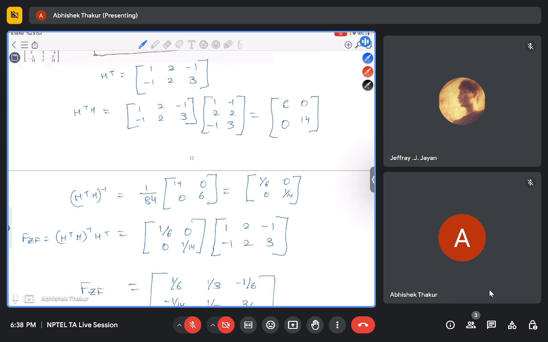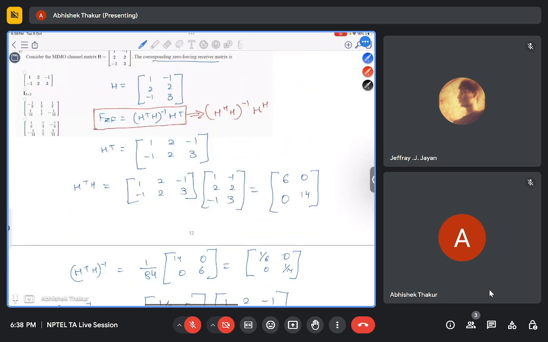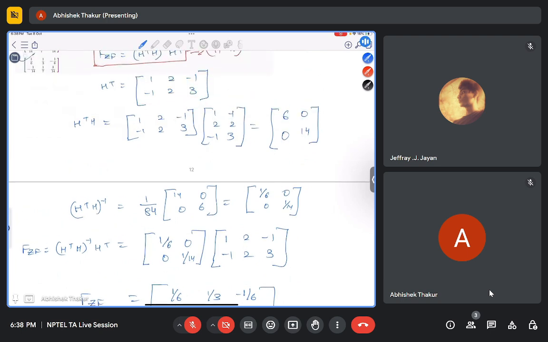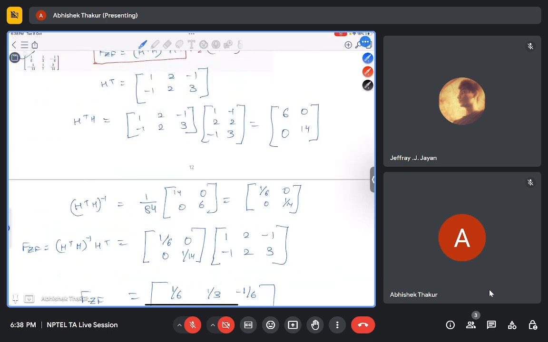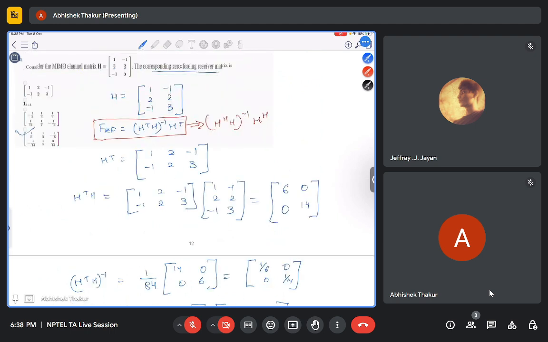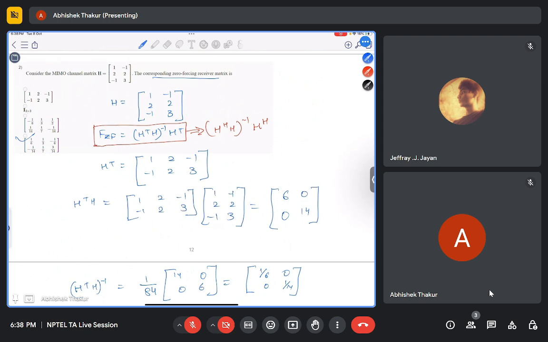In this question it is only asking which is the correct answer. That is option number C, I guess. 1 by 6, 1 by 3, minus 1 by 6, minus 1 by 14, 1 by 7 and 3 by 14. So this option is the correct option. Actually this is option number D. So this is the correct answer.